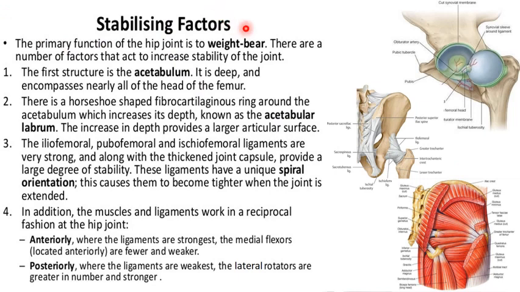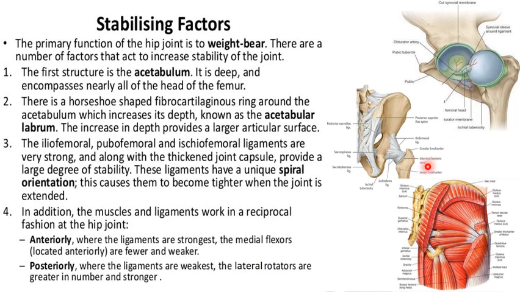Stability of the joint. So the stabilizing factors here are mainly the acetabulum, which has a deep socket where it almost fits the whole of the two-thirds of the head of the femur. And the primary function of the hip joint is weight bearing. And the horseshoe shaped fibrocartilaginous ring, that is the acetabular labrum, increases the depth and provides a larger articular surface.